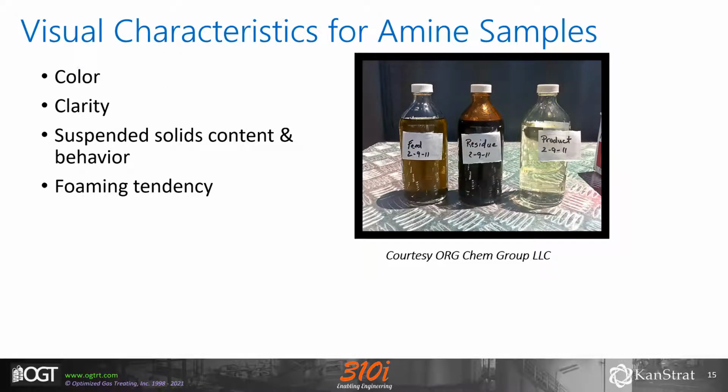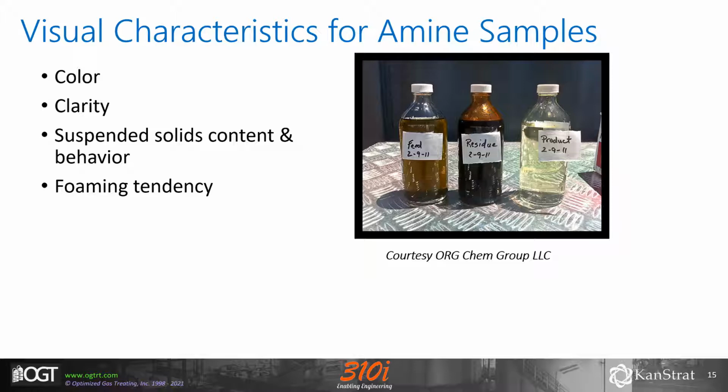You can tell a lot just from the color and clarity of an amine sample. On the right, we have some pictures that were provided by Org Chem Group, which is an amine reclaimer. These were the samples collected around the amine reclaimer's unit feed. The clean amine, the product, which is on the right, is what you want your amine to look like, clear or slightly straw colored. The residue, or the bottle in the middle, is all of that junk that was extracted from the amine. This is everything that you don't want in the system.